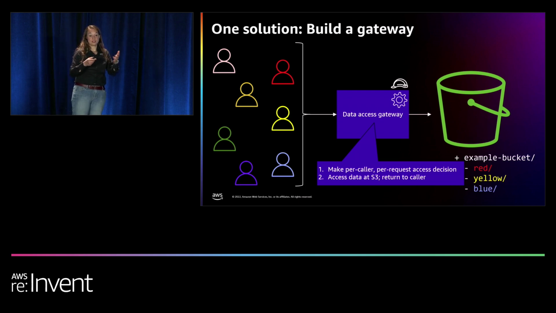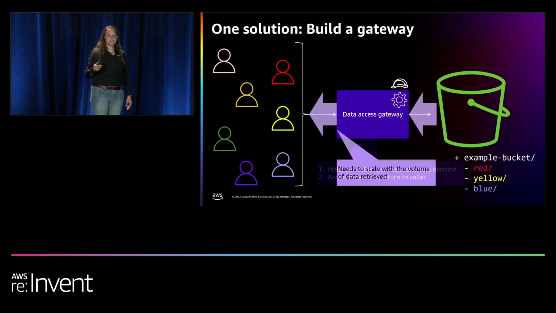My proxy could do authentication of users, however I want to do it. My users are going to come to my proxy and request their data. I'm going to make whatever policy decision I need to make, maybe with some business logic. And if yes, I'm going to go to S3, get their data, and give it back to them. This totally works.